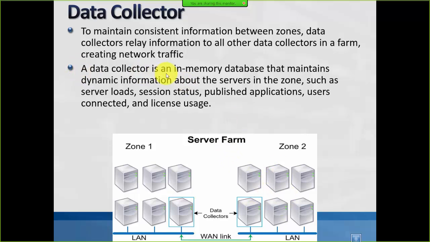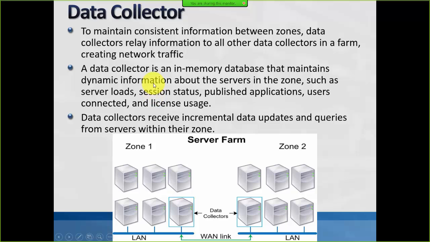And so our data collector is an in-memory database that maintains dynamic information about the servers in the zone, such as server loads, how much load is on the server or which server, session status, how many users are connected at a given time, how many are idle, how many have disconnected, how many are just joining, published applications, users connected, and license usage. So one set of servers has up-to-date information of what's going on with the other set of servers. Hence the name data collector, right?